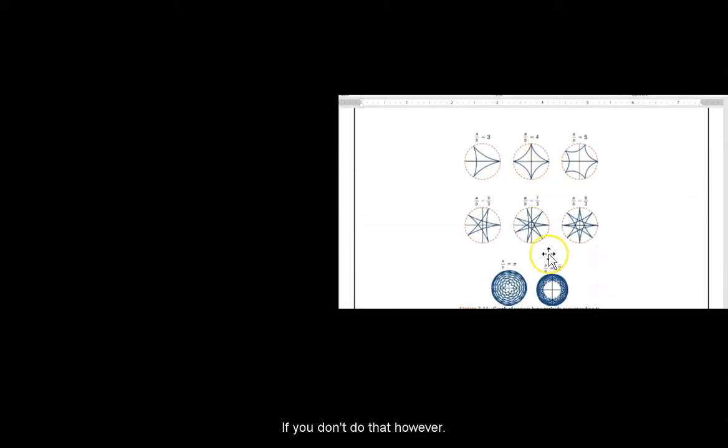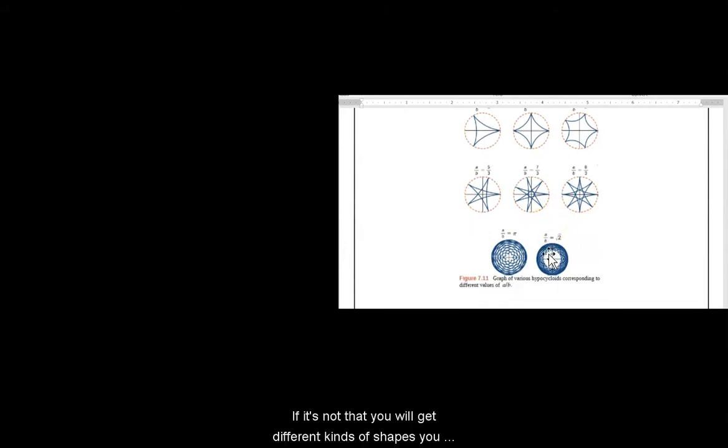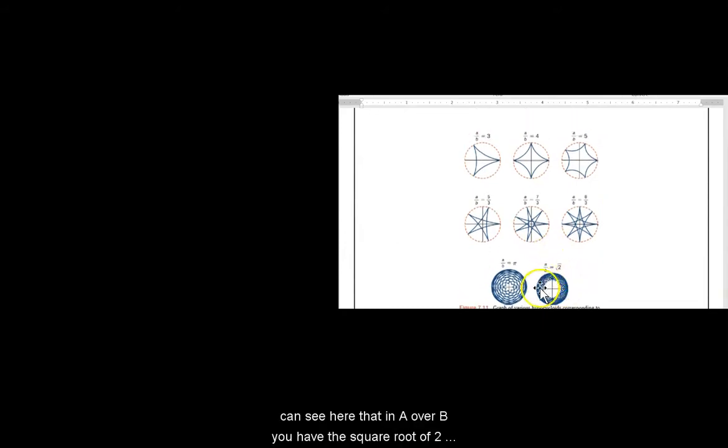If it's not that, you will get different kinds of shapes. You can see here that in A over B, you have the square root of 2, which is producing the beginnings of a space-filling shape. Here's another one where the ratio of the two is pi. In these cases, of course, they stopped at a particular value so that you could still see the shape that's produced. Hypocycloids can produce gorgeous shapes, and you often see something based on a hypocycloid in all kinds of stained glass windows and lace and other images.